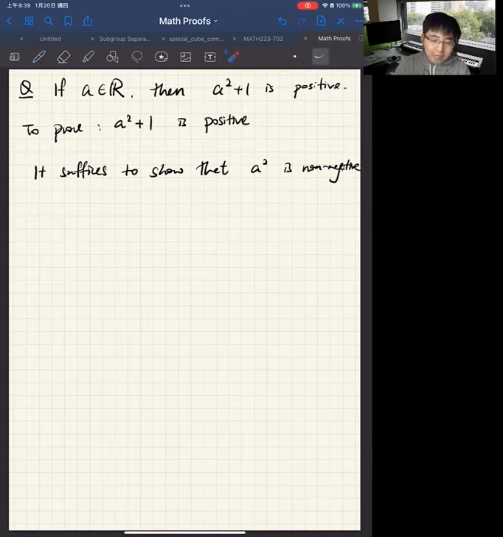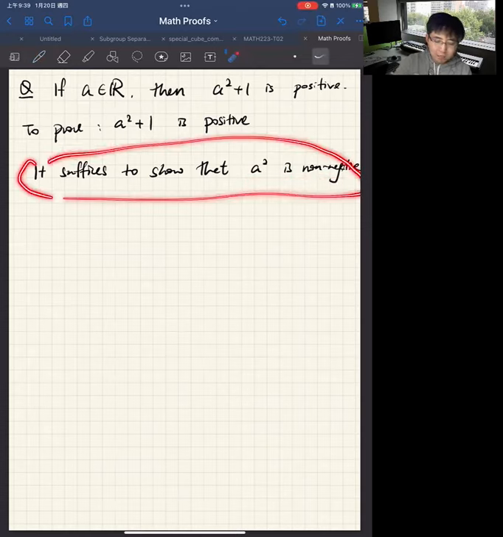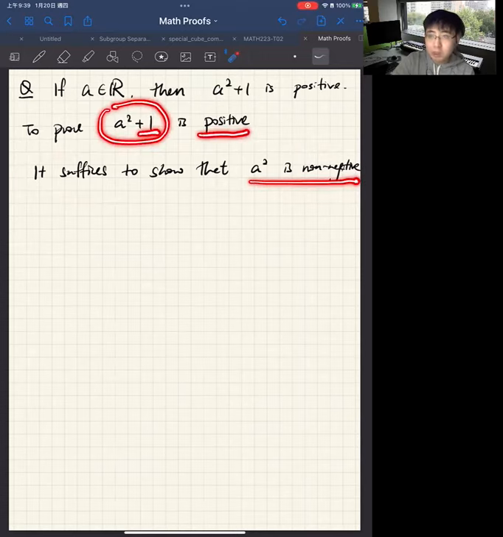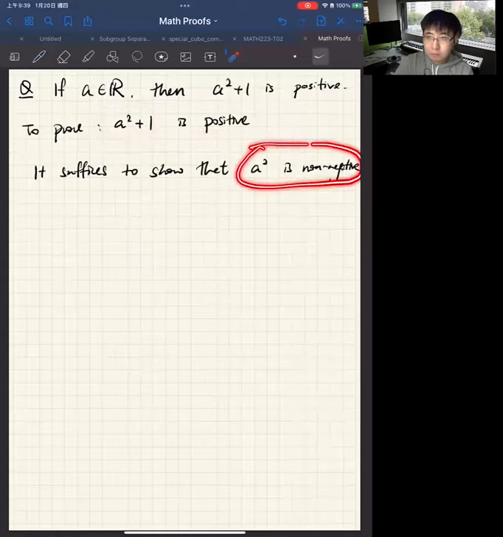So now if A squared is non-negative, why do I say this sentence? Am I subtracting 1? No, that's not the case. Okay, so why I'm saying this is as follows. If we can show that A squared is non-negative, then we know that A squared plus 1, since you are adding 1, must be positive. So if this is true, then we know that the above is true.